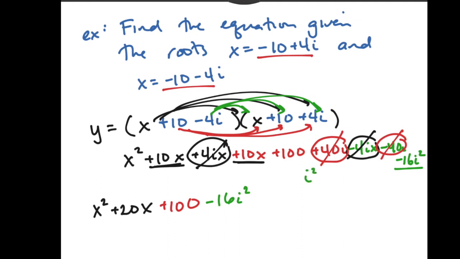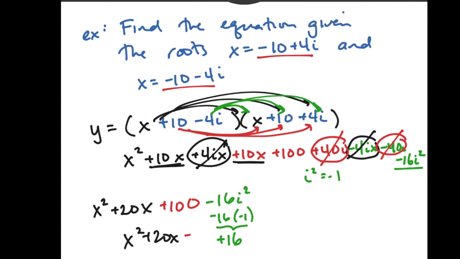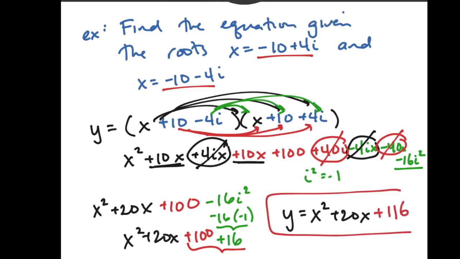But again, i squared is negative 1, so I'm going to plug that in. And this is going to be positive 16. So I have x squared plus 20x plus 100. And I can combine those two. So my answer is x squared plus 20x plus 116.